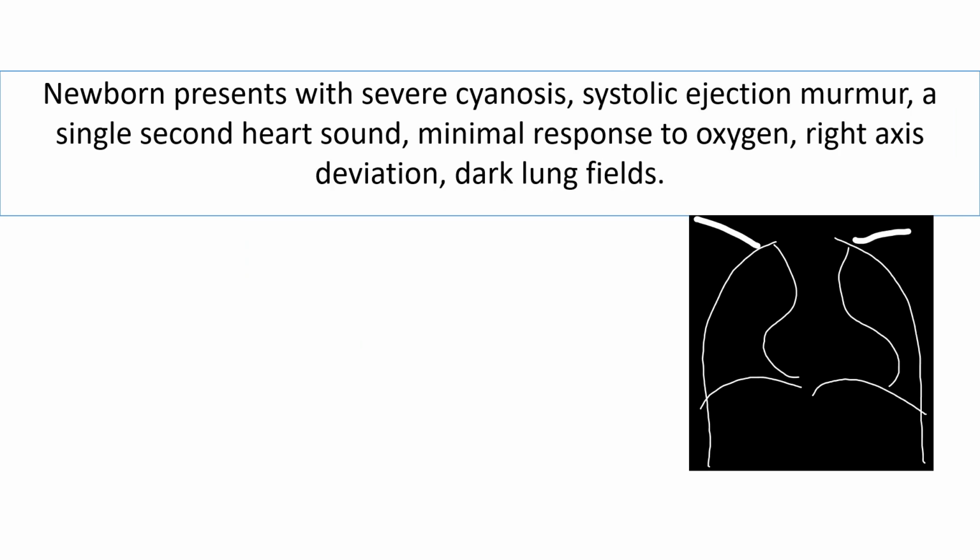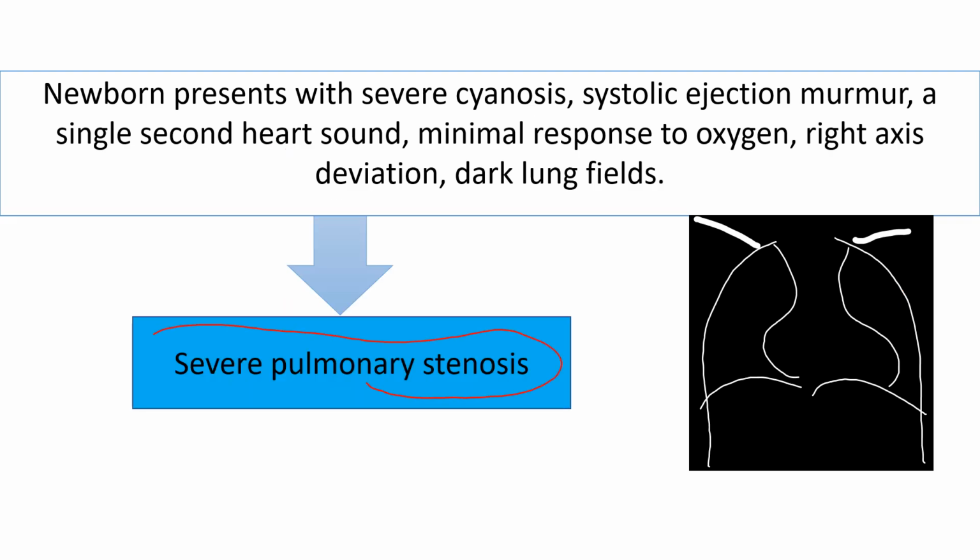Newborn presents with severe cyanosis, systolic ejection murmur, a single second heart sound, minimal response to oxygen, right axis deviation, and dark lung. What is the most likely cause? This is a classic presentation of severe pulmonary stenosis. Severe pulmonary stenosis can be severe enough to present during the neonatal period with severe cyanosis, right axis deviation, dark lung fields. This can be an isolated condition or associated with structural cardiac defects, for example, Tetralogy of Fallot. Pulmonary stenosis also is the most common cardiac lesion associated with Noonan syndrome.